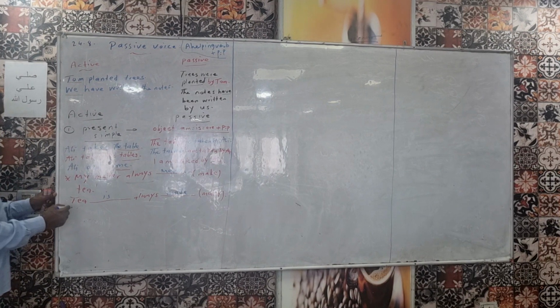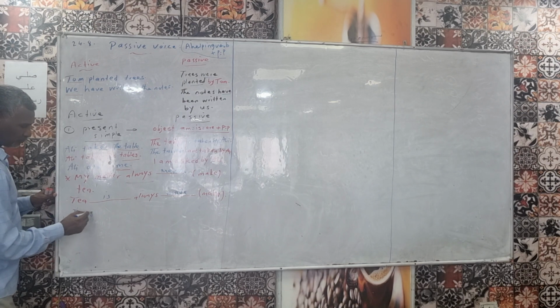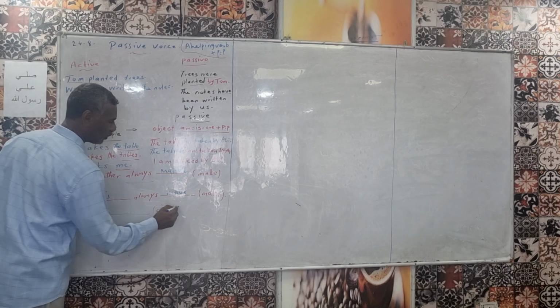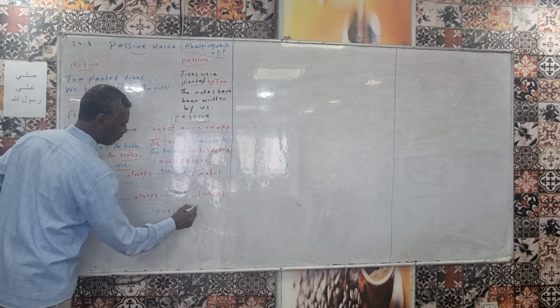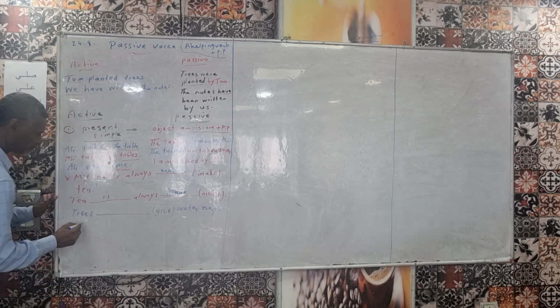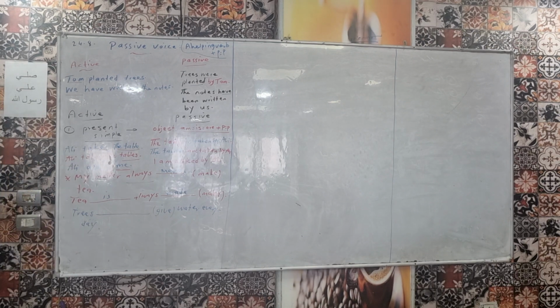أوكي؟ اللي بعد معي. Trees give water every day. Every what? Day. This sentence, is it an active voice or passive voice? Passive voice. Why? Because trees cannot give themselves by themselves water. There is someone who gives them water. هل هي بتعطي الماء ولا تعطى الماء؟ Is it an active voice or passive voice?